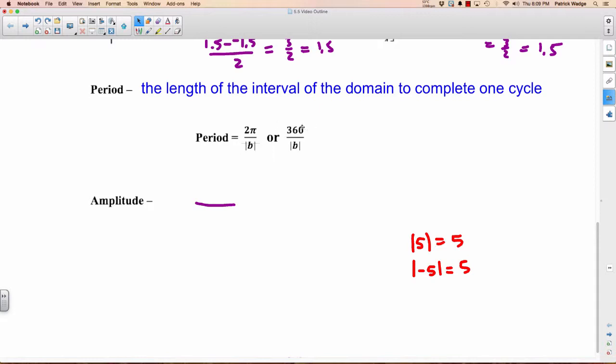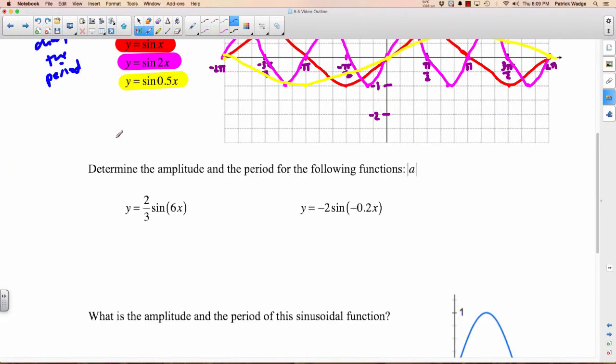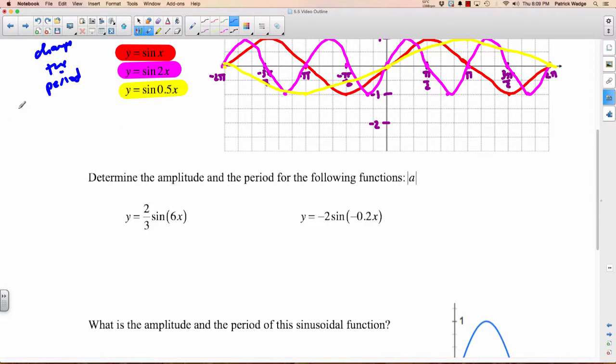If you are talking about degrees, I guess I should have a degree sign there, 360 degrees, then you would do 360 degrees divided by the absolute value of b. So again, whatever your b value is, whether it's positive or negative, the absolute value signs will make it positive. Alright, with that in mind, period equals 2 pi over the absolute value of b. Great, determine the amplitude and the period for the following functions.